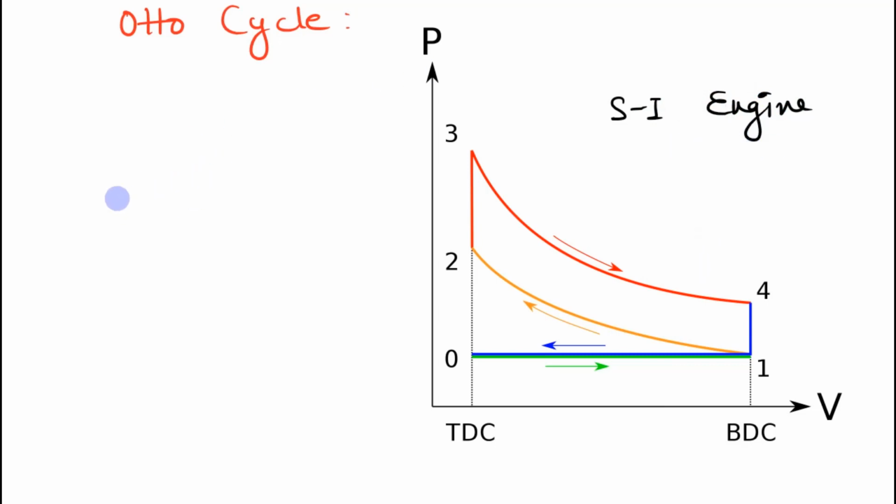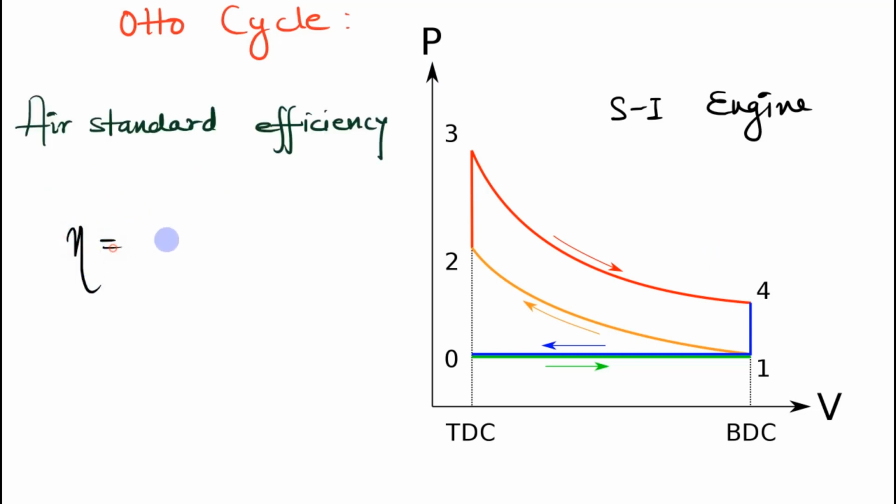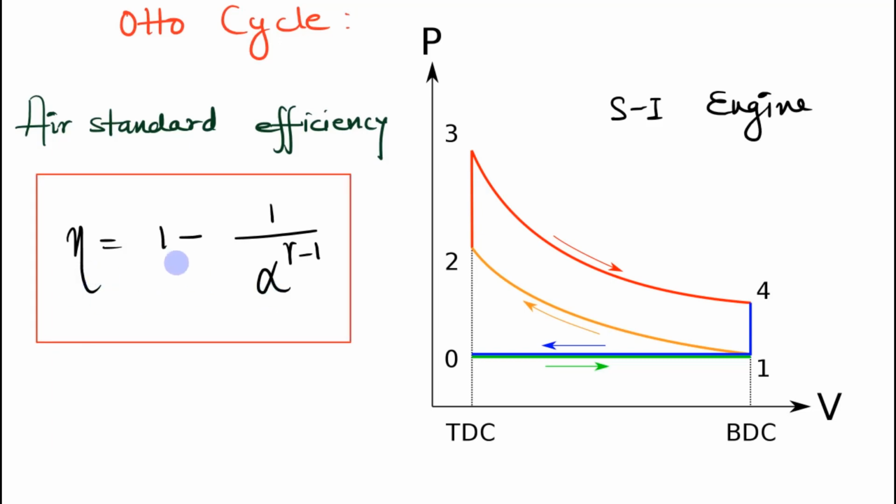The air standard efficiency of this Otto cycle is given by eta is equal to 1 minus 1 upon alpha to the power of gamma minus 1. Here alpha is the compression ratio. I am taking alpha as the compression ratio, though usually R is taken as compression ratio. So this is the air standard efficiency of the Otto cycle.